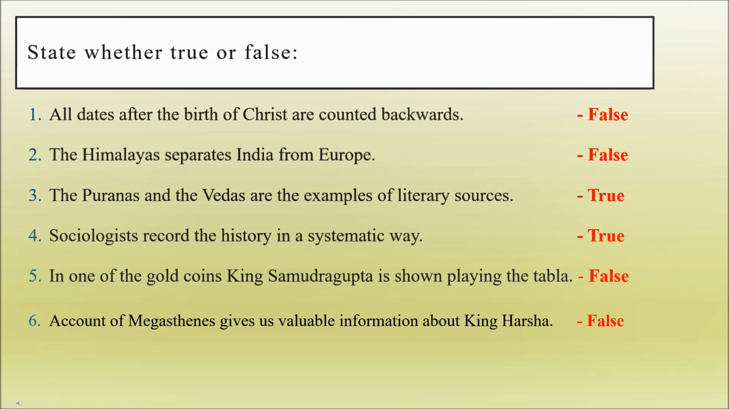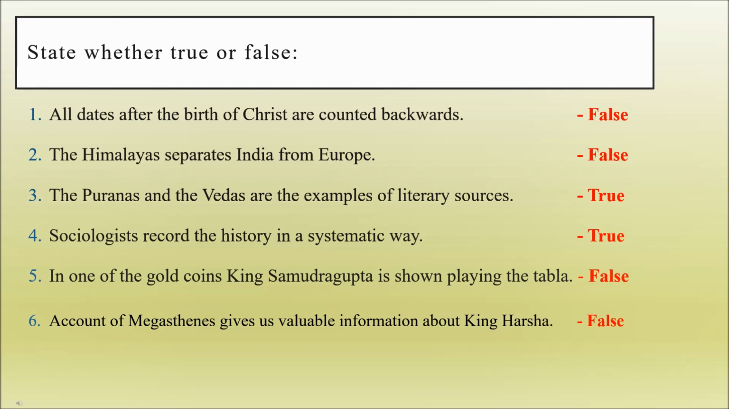State whether true or false. First one, all dates after the birth of Christ are counted backwards. Answer is false, because the dates after the birth of Jesus Christ are counted forward. Second one, the Himalayas separate India from Europe. Answer false, because it separates India from Central Asia.